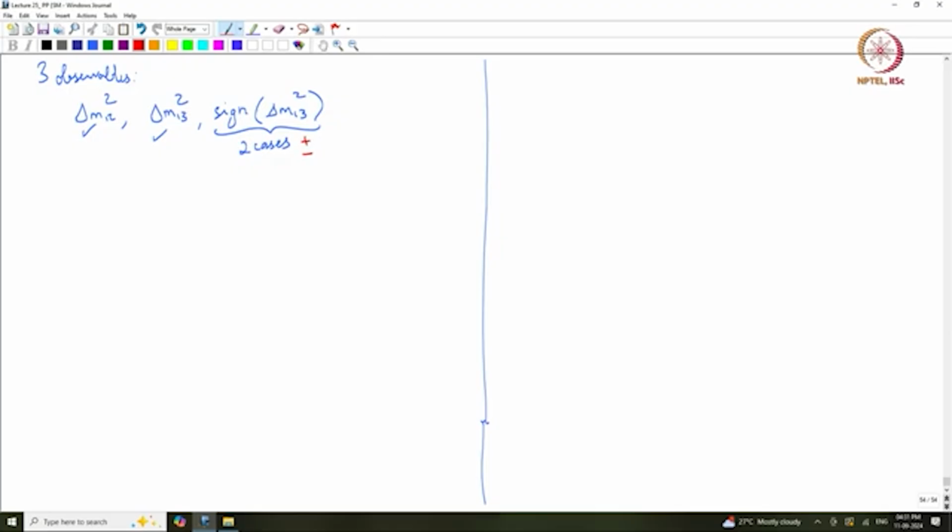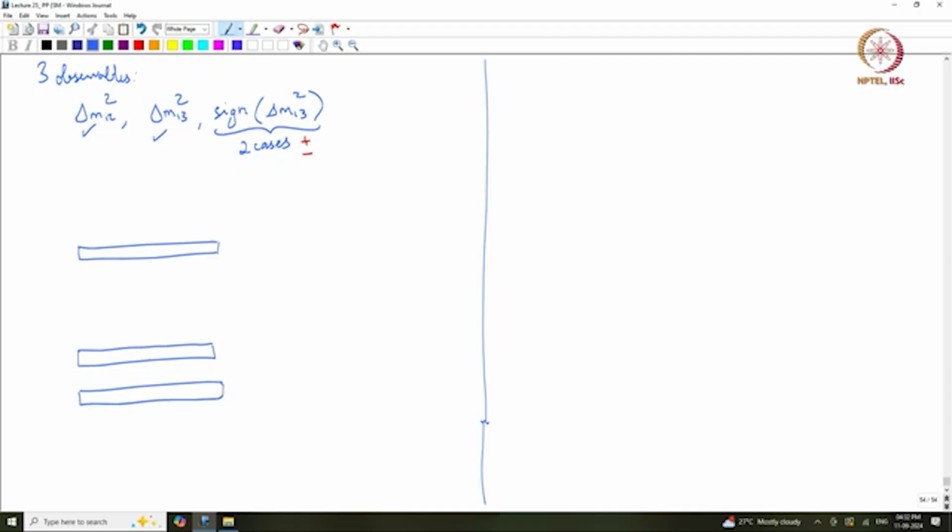And I am going to draw a picture to depict how we do this, the 2 cases. The first case is, I am going to draw a spectrum and I am going to draw it in a slightly interesting way. This is the way you will see it in textbooks.